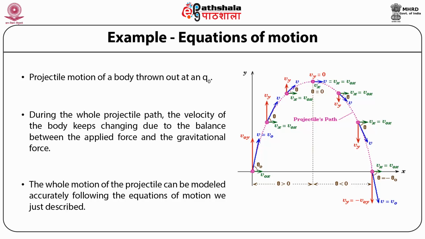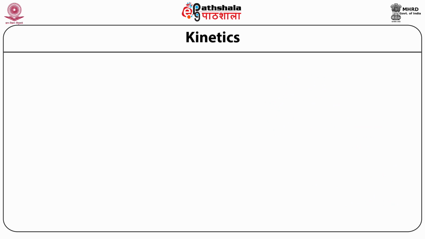And from this point the particle starts coming down towards the ground because of the gravitational force acting on it. And then at the moment the particle hits the ground, it has a certain velocity. This velocity and the total time taken in the whole motion can be calculated using the equations of motion. Let's see an example from kinetics.